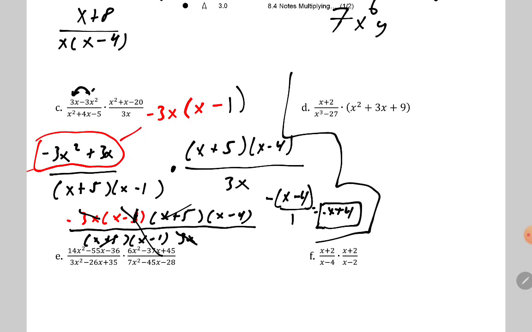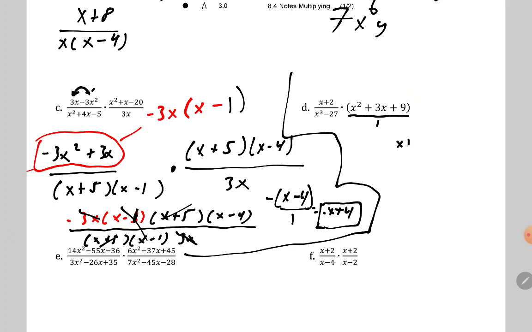Alright, part D. X plus 2 times that. So remember, this is just over 1. Okay, let's go factor this guy. X squared plus 3x plus 9. This is something we cannot factor because the factors of 9 are 3 and 3, or 9 and 1. If you add them together, you're not going to get 3. So we're going to leave it as is right now.